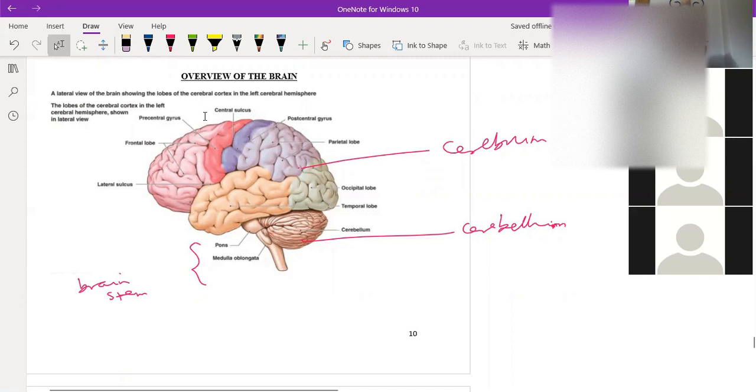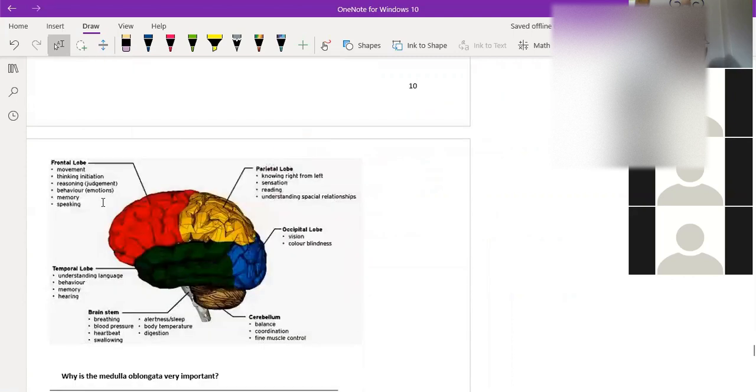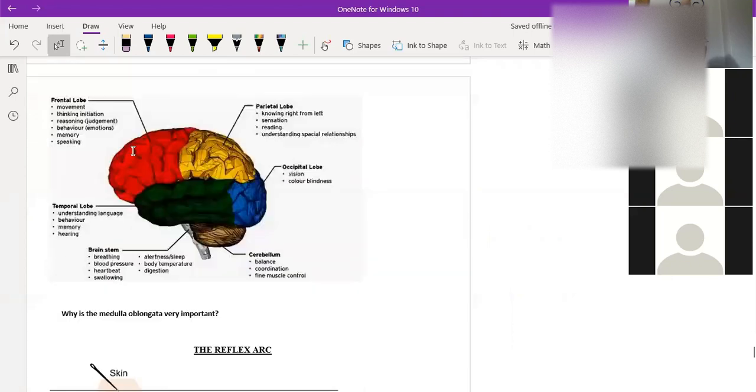And then you have the functions, a summary of the functions right here. The frontal lobe is mainly for your thought processes, thinking, intelligence, reasoning, emotions, and behaviors. The parietal lobe helps you know your right from the left side of the body, feeling sensations, reading and speech, understanding spatial orientation.